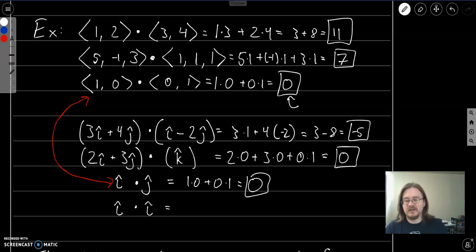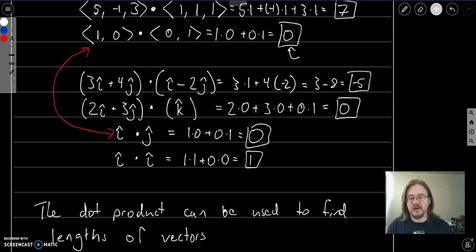And then this last one, in the x direction, i and i are both 1, so we get 1 times 1. In the y direction, for instance, that's 0 and that's 0, so we get 0 times 0. So 1 times 1 is 1, plus 0. So we can do all the dot products that we want.